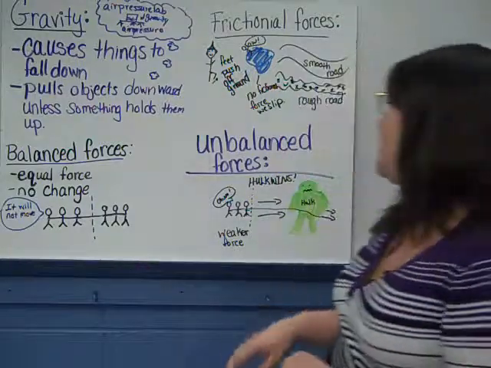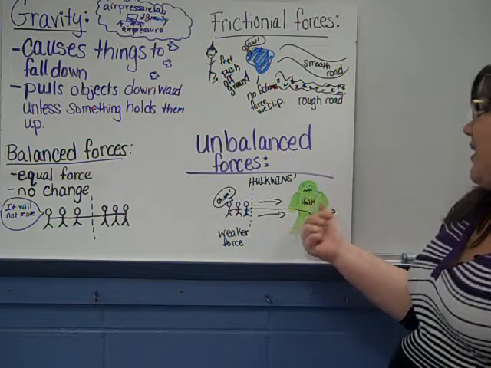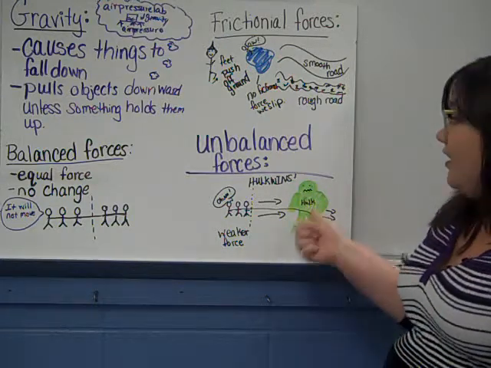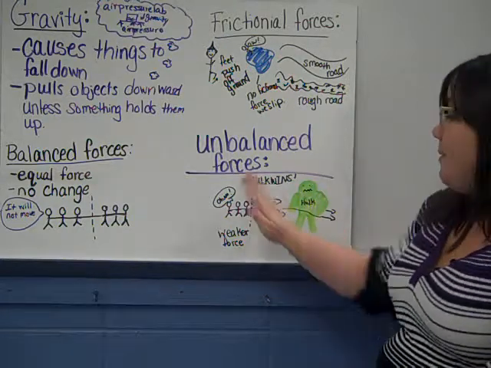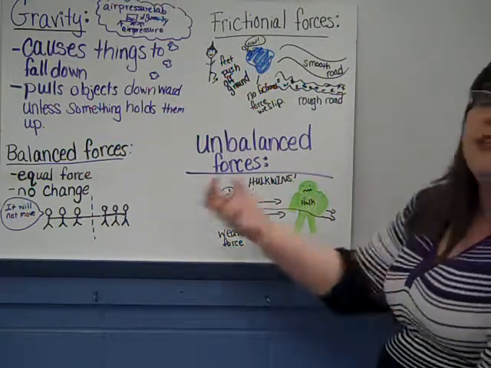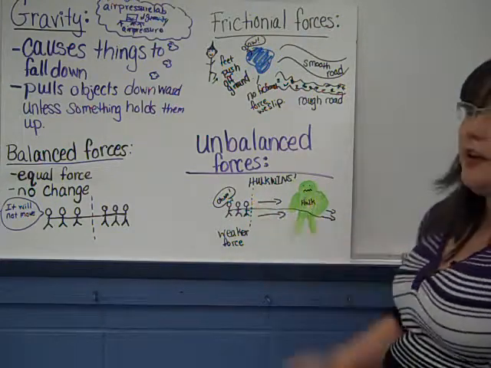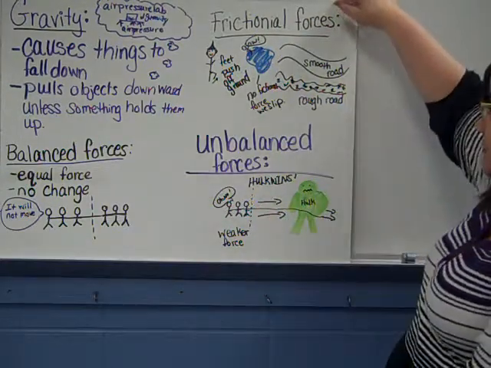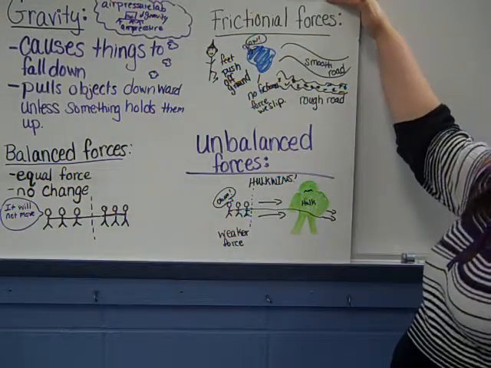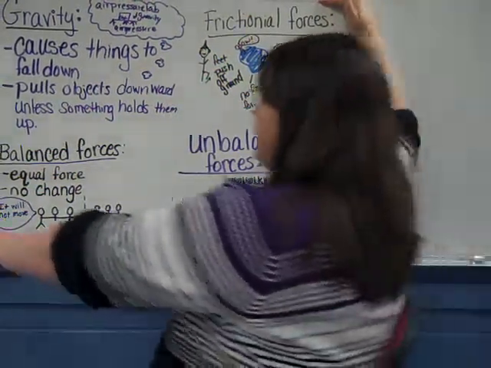On the other hand, unbalanced forces, think of those same three kindergartners playing tug of war with the Hulk. The Hulk is going to win every time because those little kindergartners are a weaker force. He's pulling more, he's exerting more force. He is going to win. And those little kindergartners, they better watch out. So those are unbalanced forces, gravity, frictional forces, and balanced forces.